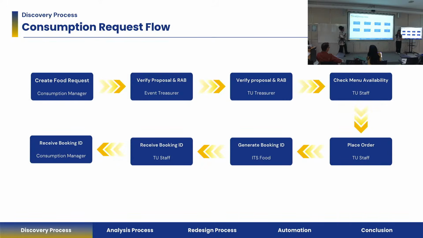And we continue. Okay. So this is our request overview. The first one is the consumption manager creates the food request and then sends it to the event treasurer to verify against the proposal and the budget plan, and then verify again with the administrative office treasurer. The administrative office treasurer staff then checks the menu availability and places the order. The ETS food generates the booking ID, and the booking ID is sent to the consumption manager. This flow has multiple handoffs and two separate verifications.